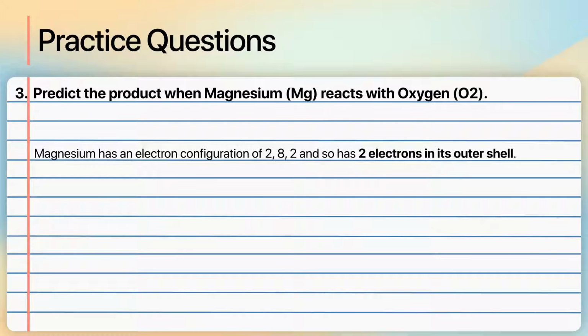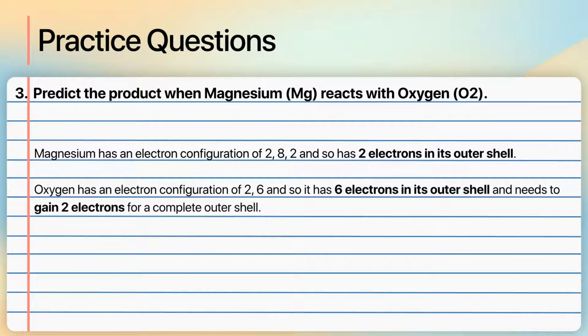Magnesium is in group 2 with an electron configuration of 2, 8, 2, meaning it has 2 electrons in its outer shell. Oxygen is in group 6 with an electron configuration of 2, 6, needing 2 electrons to complete its outer shell.